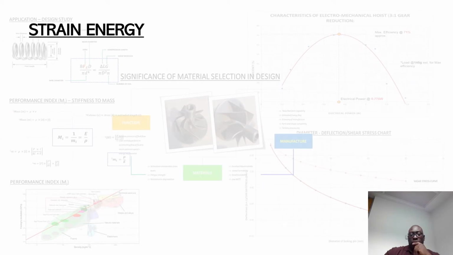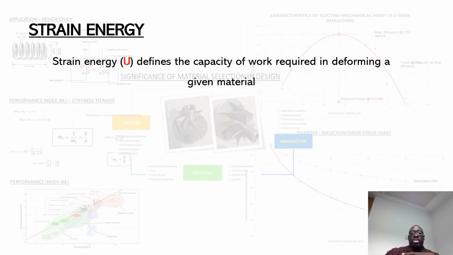So let's talk about strain energy. Strain energy is quite straightforward. It's just basically the amount of work needed to cause a material to deform. So that's essentially what the strain energy is about. I've defined the strain energy as the capability or the capacity of work required in deforming the material.